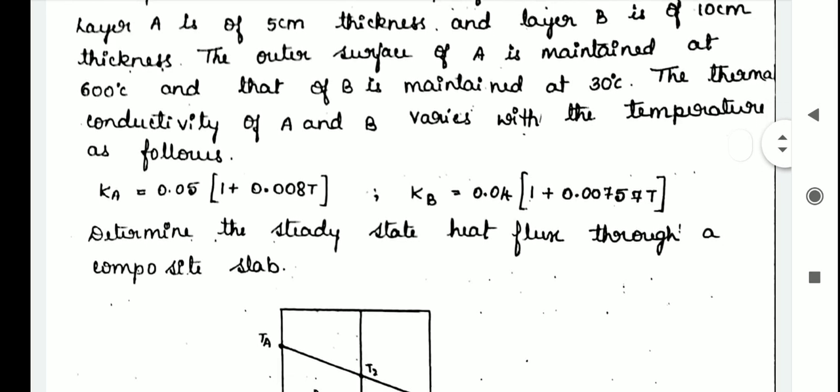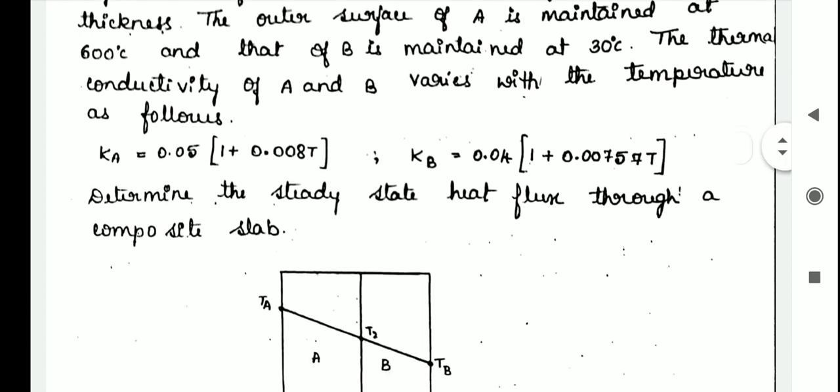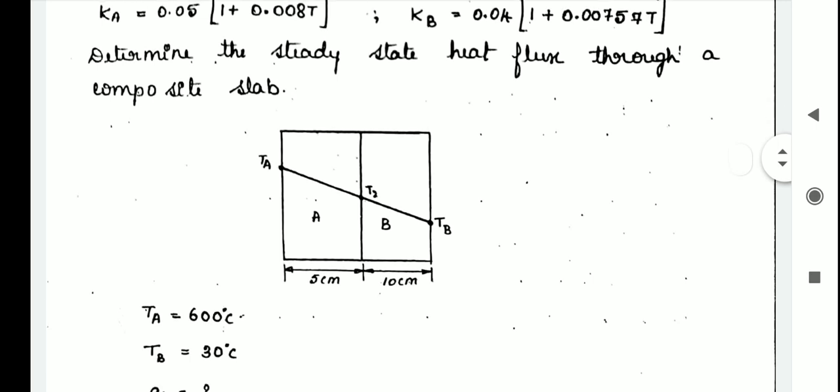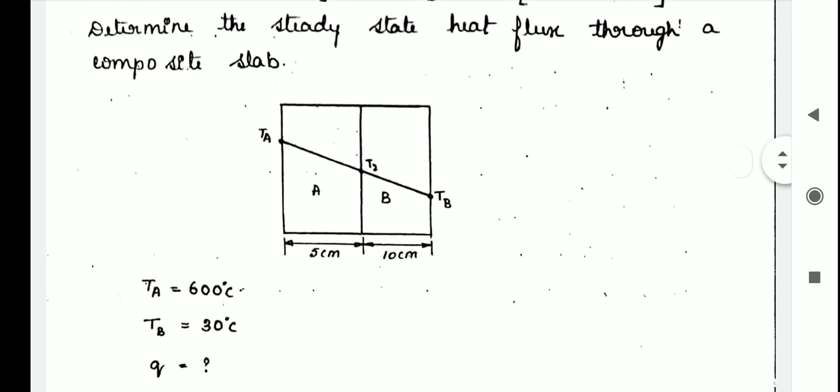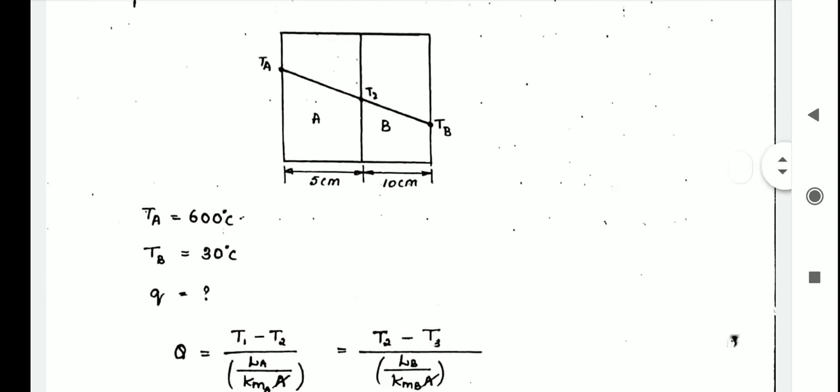Celsius. The thermal conductivity of A and B varies with the temperature as follows: Ka is equal to 0.05 in the bracket 1 plus 0.008 T, and Kb is equal to 0.04 in the bracket 1 plus 0.00757 T. Determine steady state heat flux through the composite slab. So here we have to find the Q value. So Ta is 600 degrees Celsius and Tb is 30 degrees Celsius. Q we have to find.